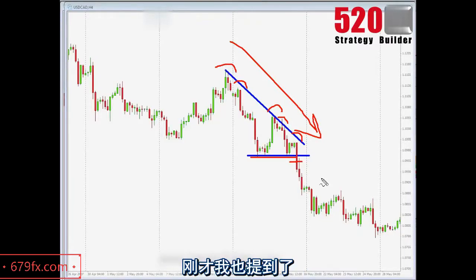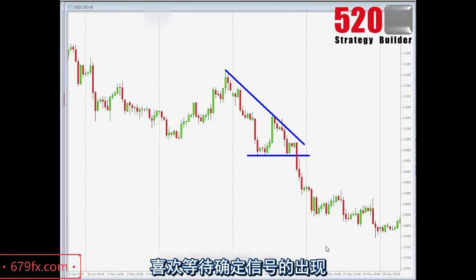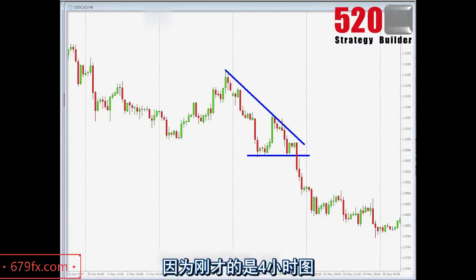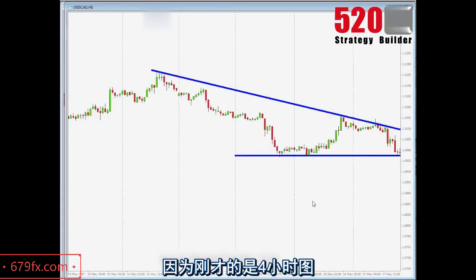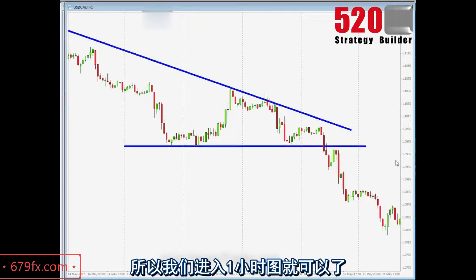Just as I was mentioning before, there are basically 2 ways of trading this. Simply placing a sell stop order a few pips below the triangle bottom, and once the breakout happens, you are automatically in the market. As usual, I like to wait for the confirmation. In order to do that, I zoom into the shorter time frames. In this case, it's the 1 hour time frame, since the setup chart was the 4 hour chart. That means that I will look to enter the trade in the hourly time frame.